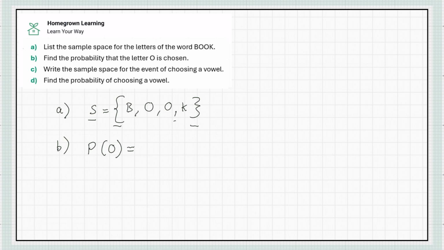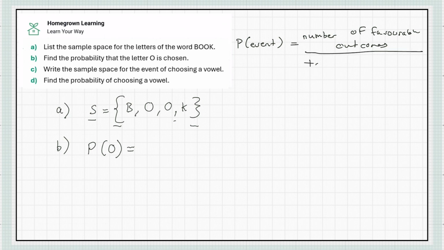Now, to determine probability, we use a very simple formula. So the probability of an event is equal to the number of favorable outcomes, and we divide that by the total number of outcomes. Okay, so just remember this, it's actually really simple.